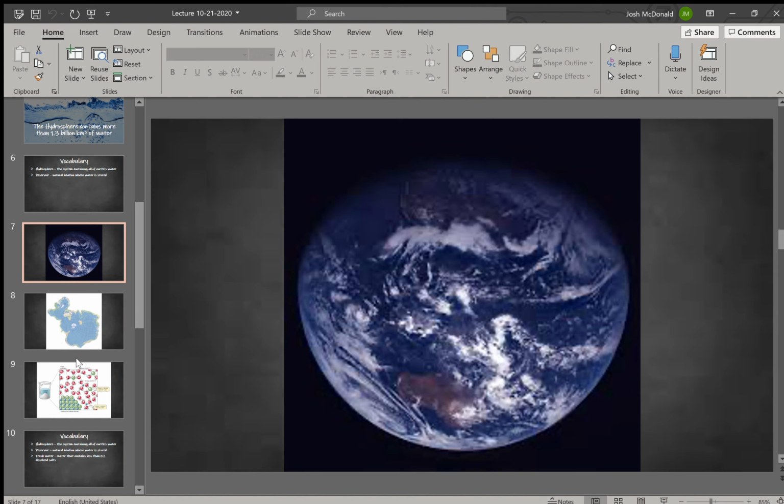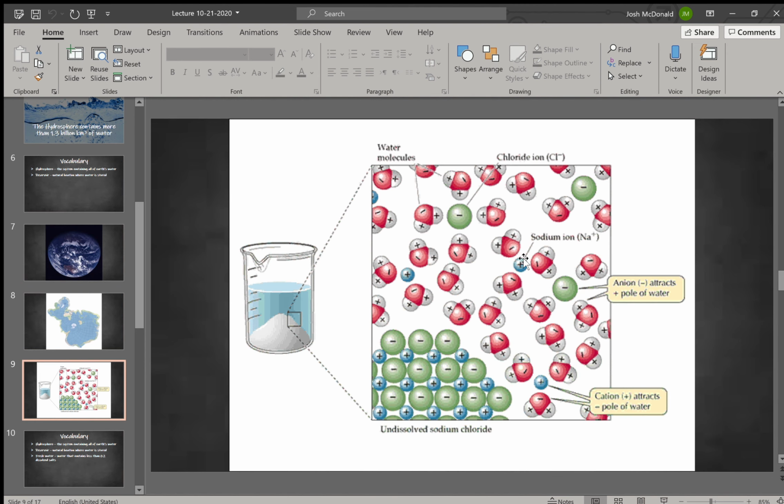Well, that has to do with some properties of water itself. If you look here, the red and white are water molecules. The red is the one oxygen, and the white is the 2 hydrogen. So this is a water molecule, and this is salt, sodium chloride. One of the chemical properties of water is that it's known as the universal solvent, meaning things dissolve very well in water.